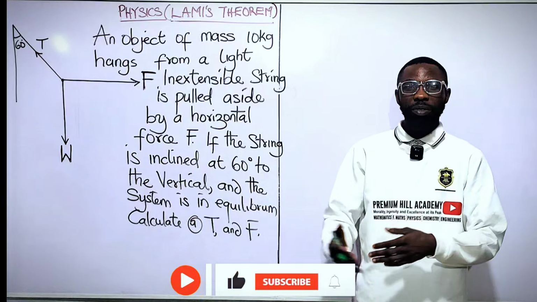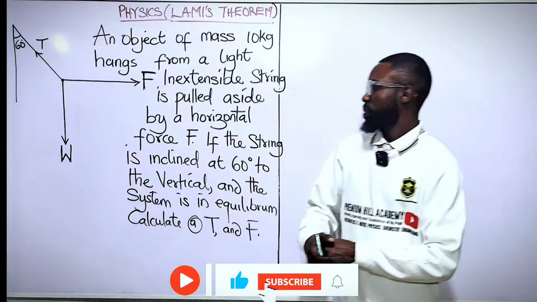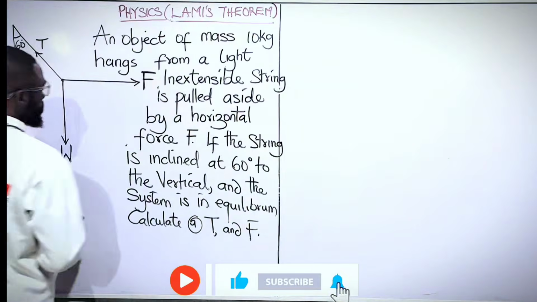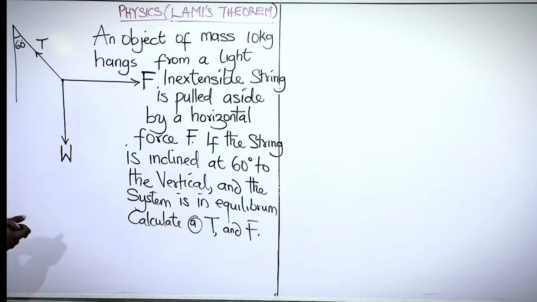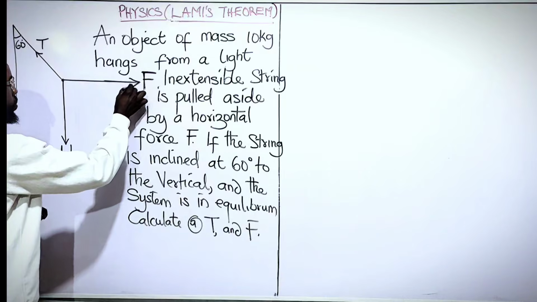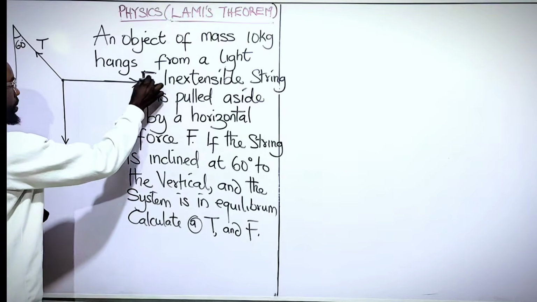Alright guys, still on Lami's theorem, we're looking at question number 3. It says an object of mass 10 kg hangs from a light inextensible string and is pulled aside by a horizontal force. This is the force F, pulled aside by this force F.